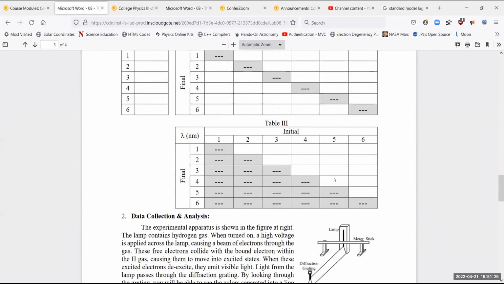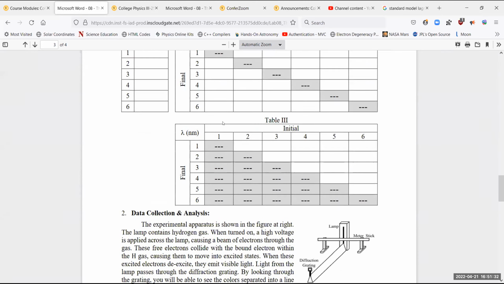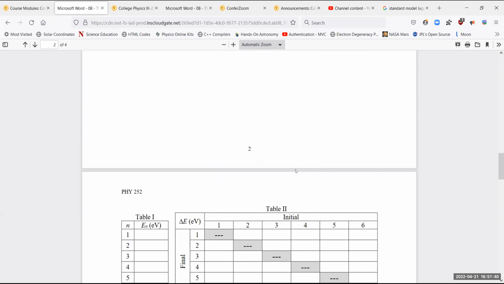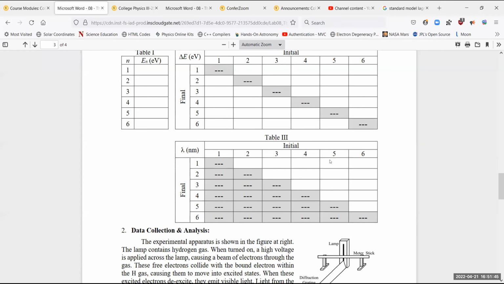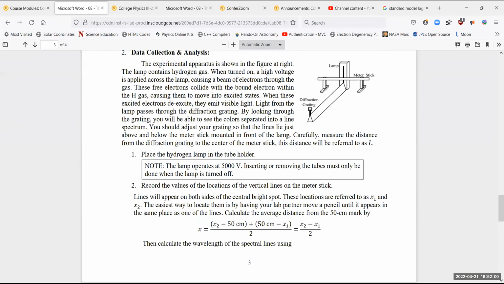Okay, so you're supposed to look in here now for question 3, actually, for table 3. And you're going to tell me which one is going to be in the visible range. Is it going to be in the visible range? It's going to be which colors you're looking at. That's the question really that deals in here. So you're supposed to look at the number that you find in here and see if any one of them fits in these ranges. And you're going to tell me which colors they are. Make sense? Yes. Okay, so that question is easy enough.